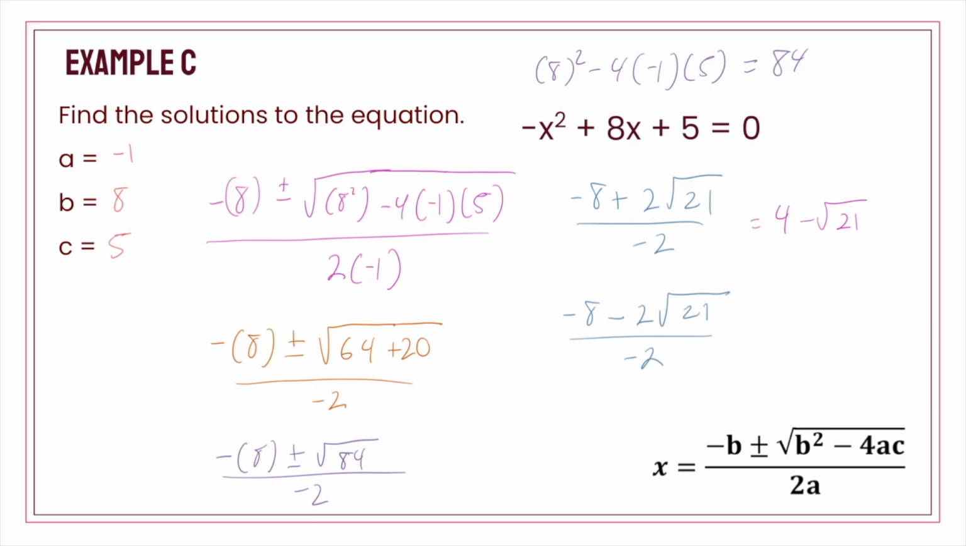On the other side, we're going to do the same thing. We've got -8 divided by -2. That's going to give us, again, +4. But this time, a negative divided by a negative is going to give us a positive square root of 21. And those are our 2 roots, our 2 solutions: 4 minus the square root of 21 and 4 plus the square root of 21.